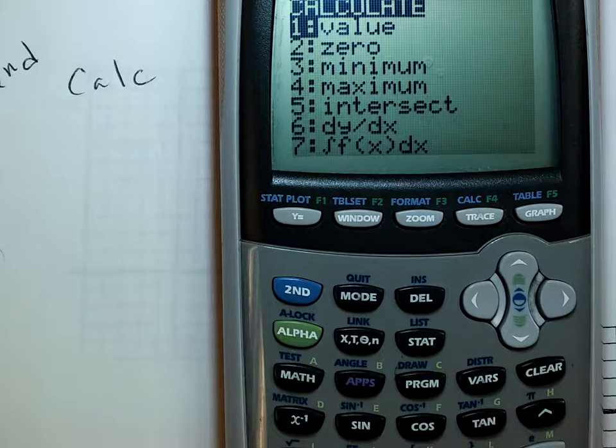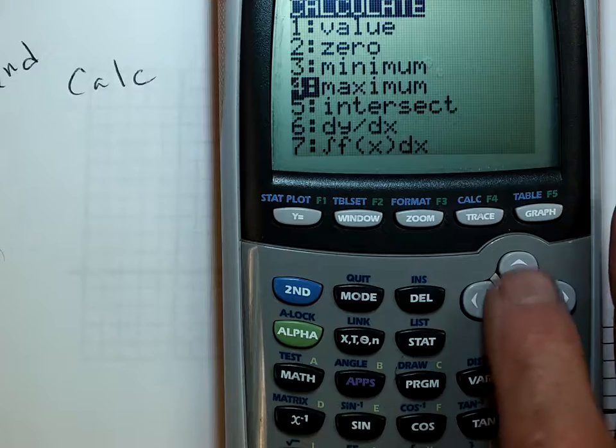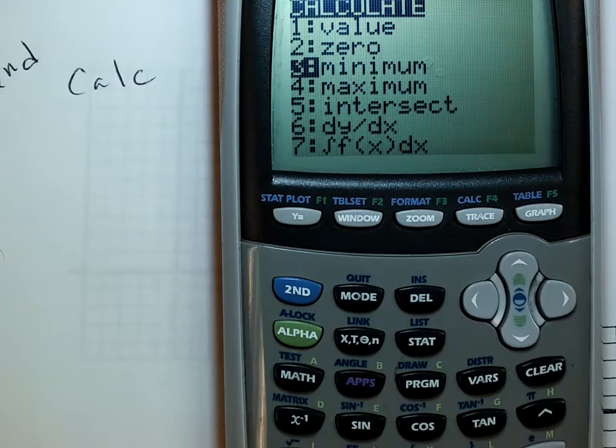Okay, what do we want to find? We've got a whole bunch of choices. Minimum. Does that make sense? Because the vertex is the minimum. So if we're going to find the vertex, let's go straight down to minimum, right? So go to minimum, because the vertex is a minimum, okay?